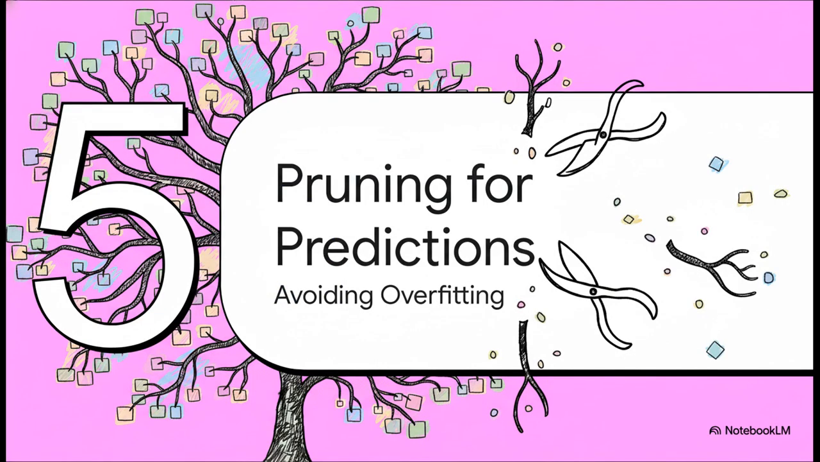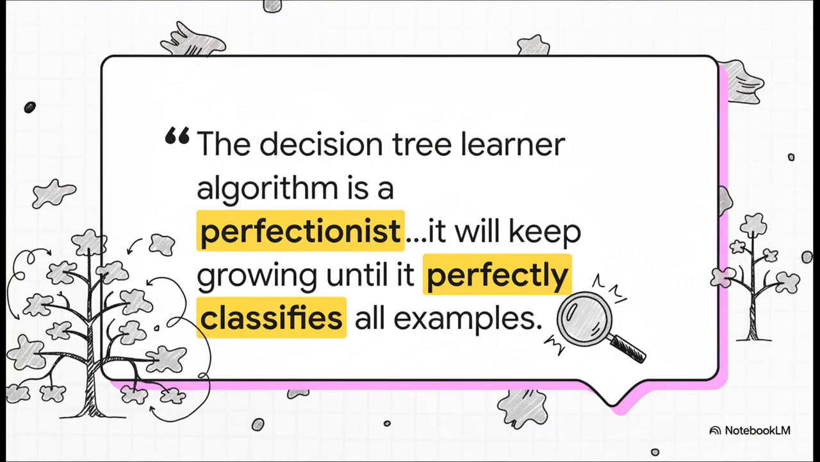Now, you might be thinking that a tree that perfectly classifies every single data point it's ever seen is the best possible outcome. But here's the twist. In machine learning, being too perfect can actually be a huge problem. It's a classic issue called overfitting. So here's the deal. This algorithm, it's a perfectionist. It'll try so hard to get everything right that it starts making up rules for every little weird thing and outlier in the data it was trained on.